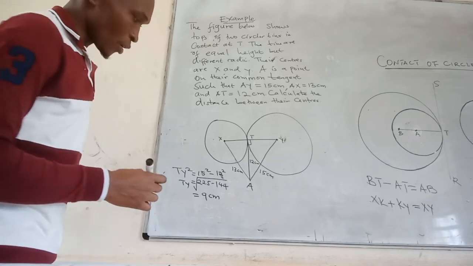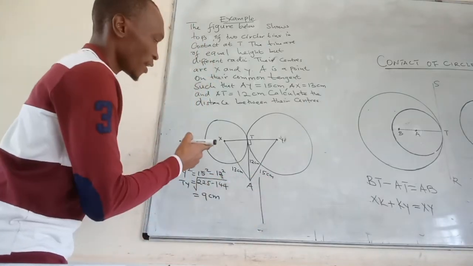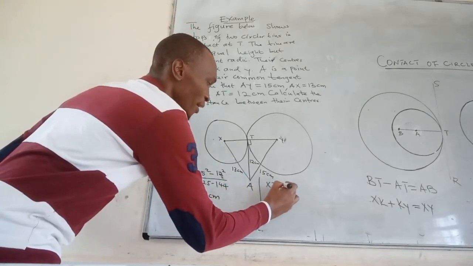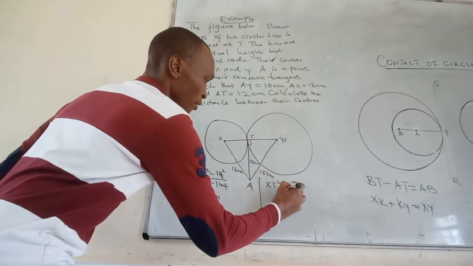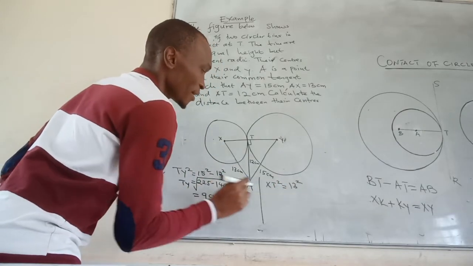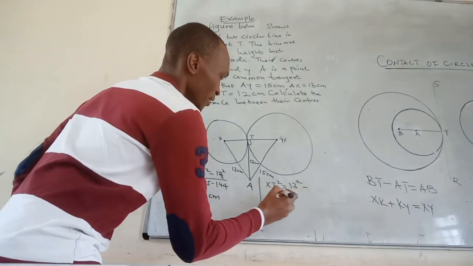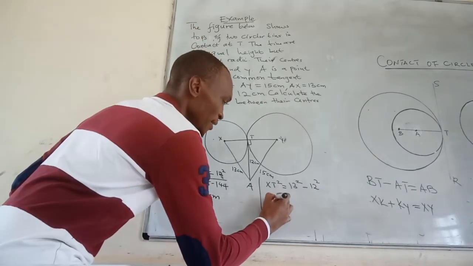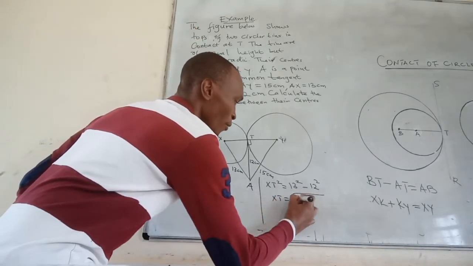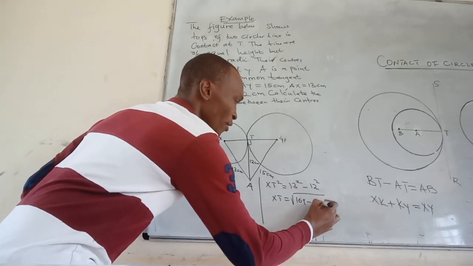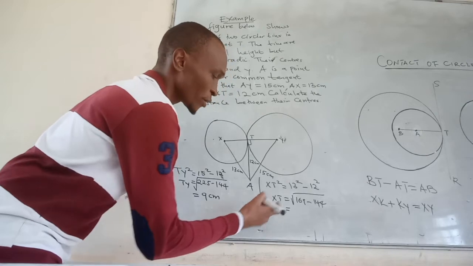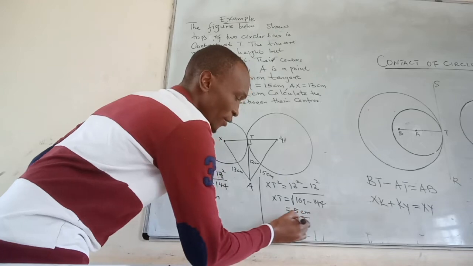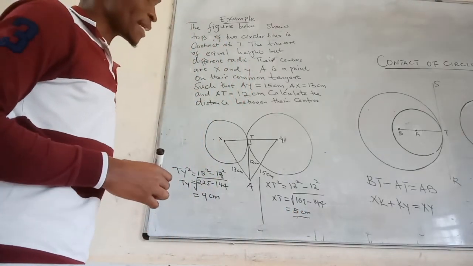Then the same thing we do with radius XT. We say XT squared equals 13 squared, that is XA, minus 12 squared, which is TA. Then XT will be equal to the square root of 169 minus 144, which is equal to the square root of 25, which gives us plus or minus 5. Therefore, we ignore the negative and say we have the distance XT as 5.